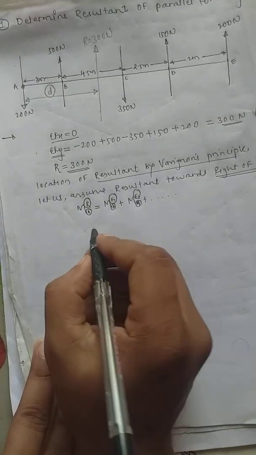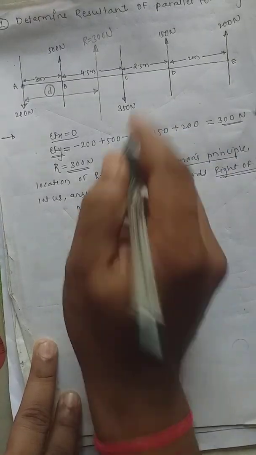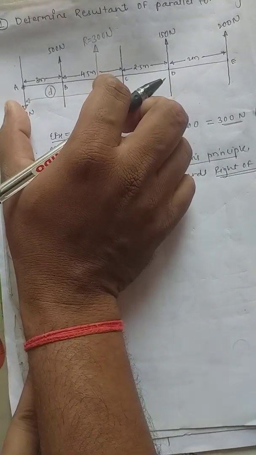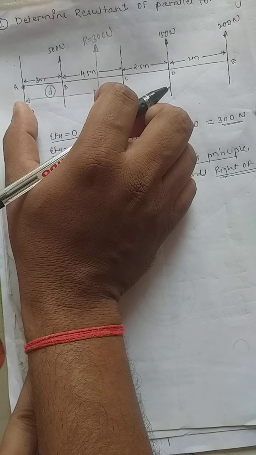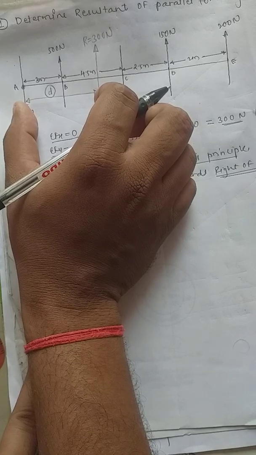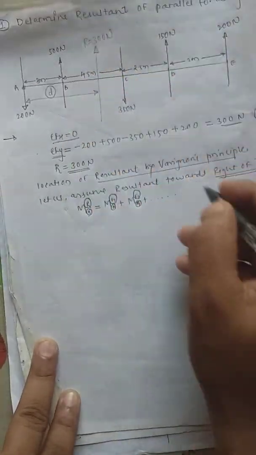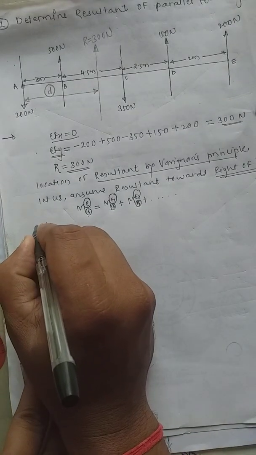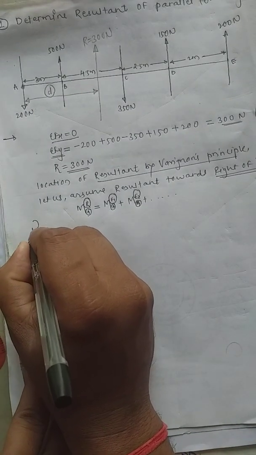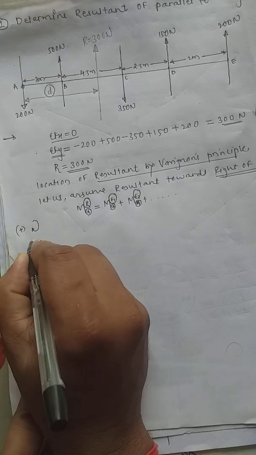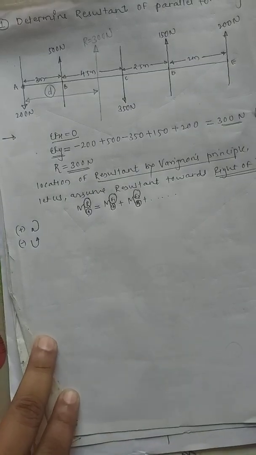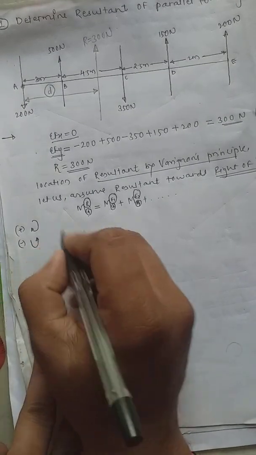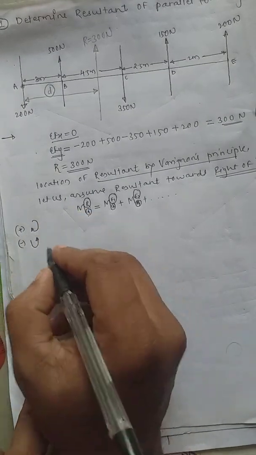Okay, so how to take? Here we'll consider any sign convention. Clockwise is positive, anti-clockwise negative. You can consider any sign convention, but keep the same sign convention throughout the problem. So we'll consider clockwise positive, anti-clockwise negative.